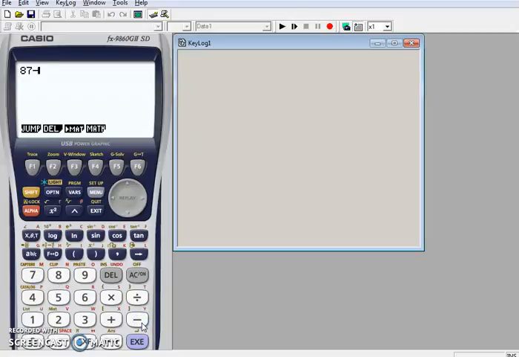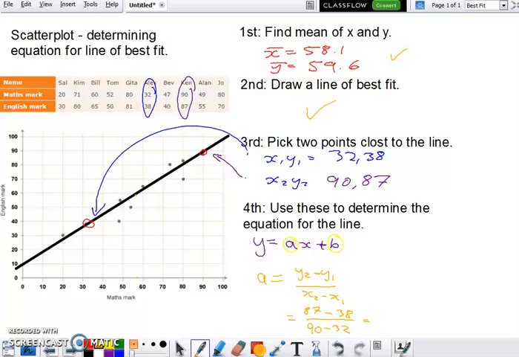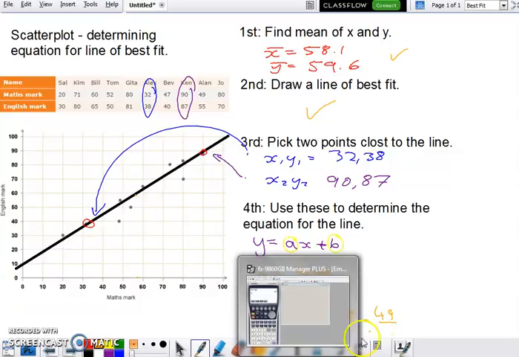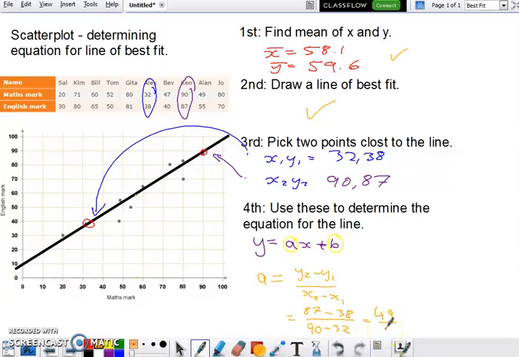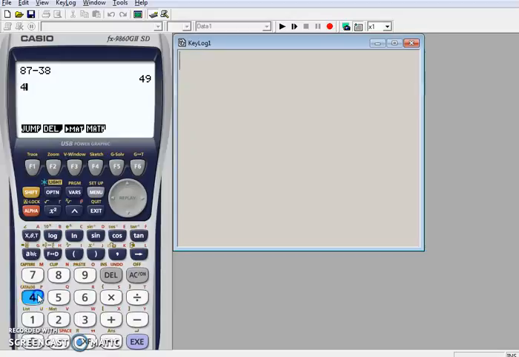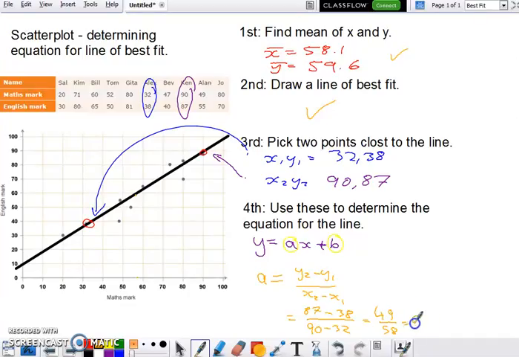87 take 38, 49, over, what's the next one? 90 take 32, which is 58. Okay, then you just divide those two numbers, 49 and 58. So we're going to get 49 divided by 58 equals 0.844.